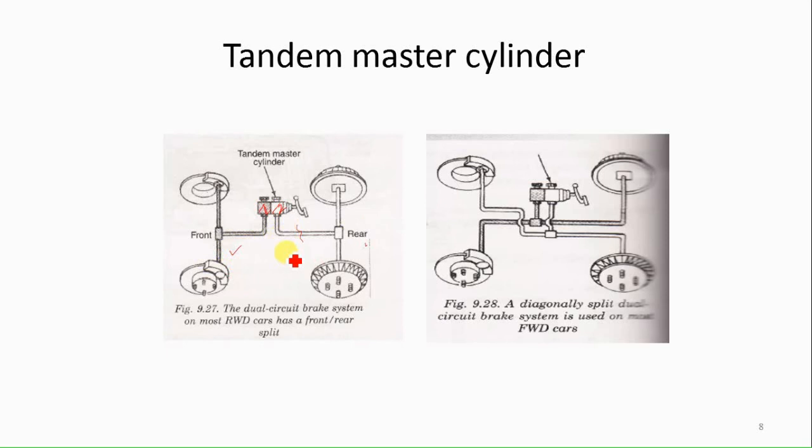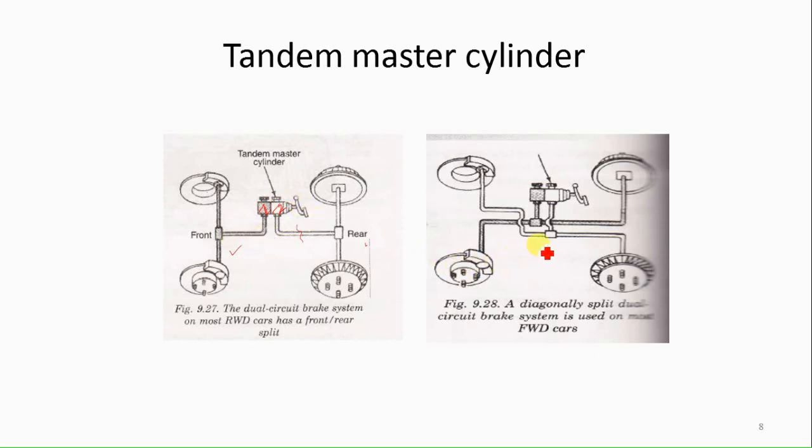But in case of the single master cylinder, there is simply one line and one chamber. If the line gets broken or damaged, then the braking action fails and it will not operate properly. So to avoid this accident, the master cylinder is divided into two separate chambers, and the two separate chambers are utilized for braking action.